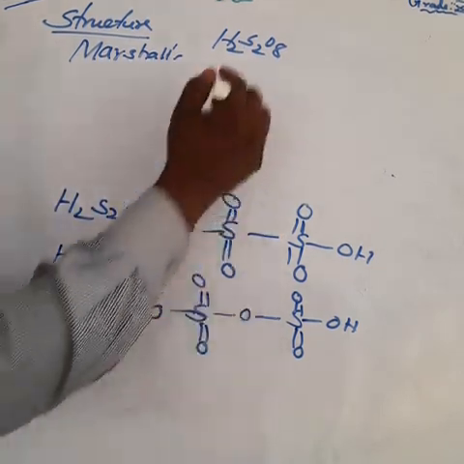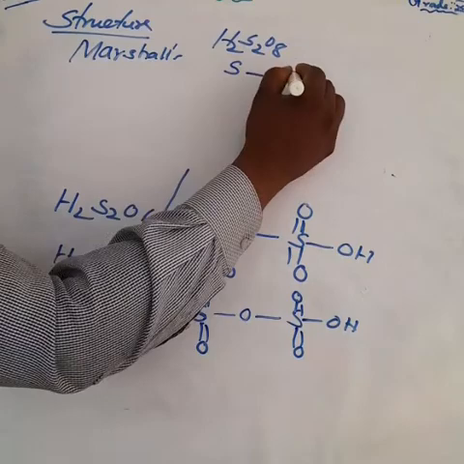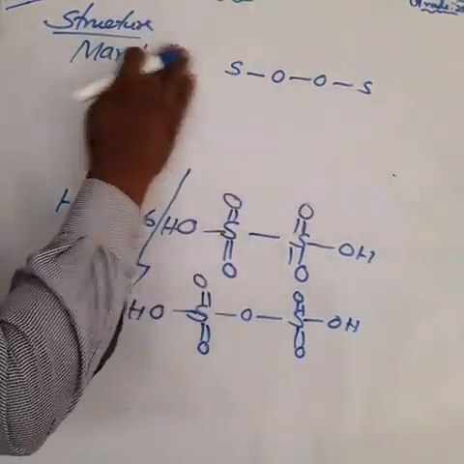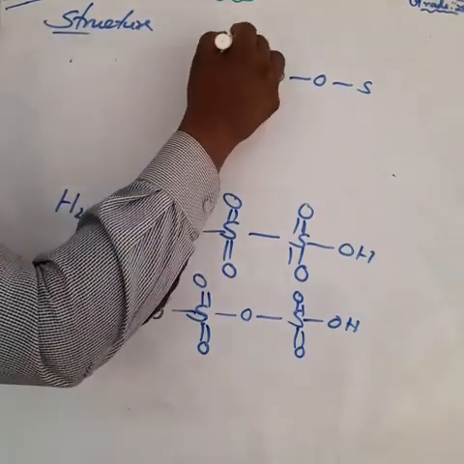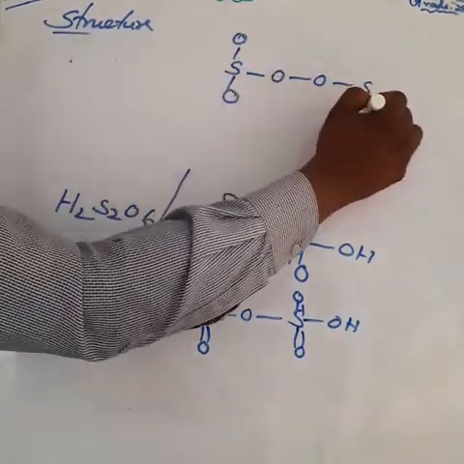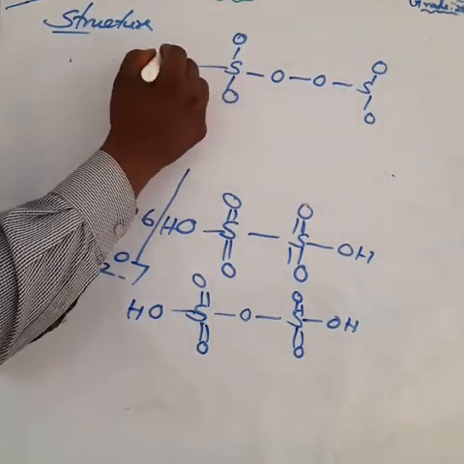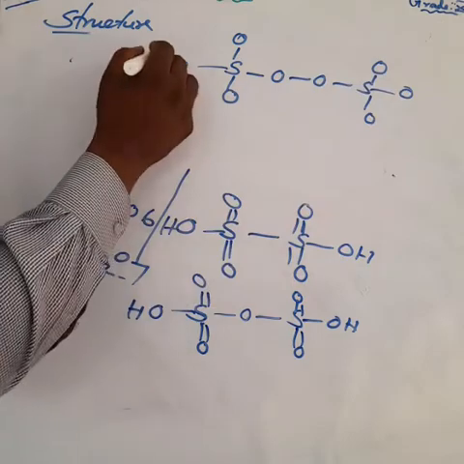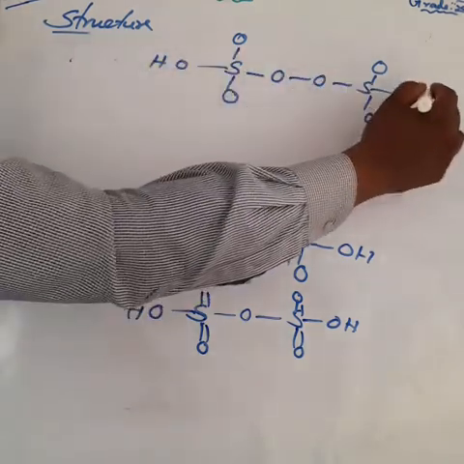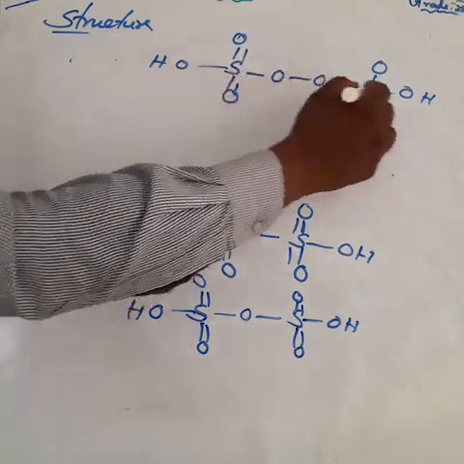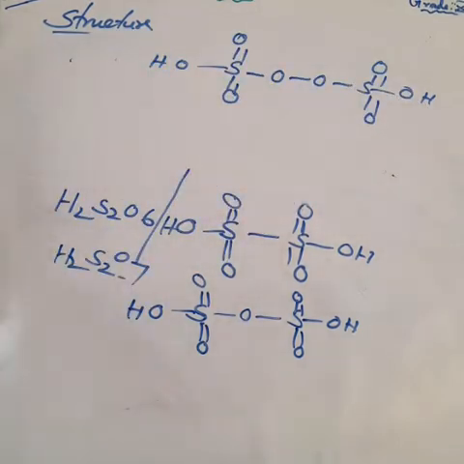Am I right? So sulfur, oxygen, oxygen, again sulfur. Upper and below you have to add oxygen: sulfur oxygen, sulfur oxygen, below sulfur oxygen, sulfur oxygen. Left side oxygen, right side oxygen. So how much hydrogen is there? Left side one hydrogen, right side one hydrogen. Sulfur oxygen bond double bond, sulfur oxygen bond double bond, sulfur oxygen bond double bond. Am I right? That is also over.